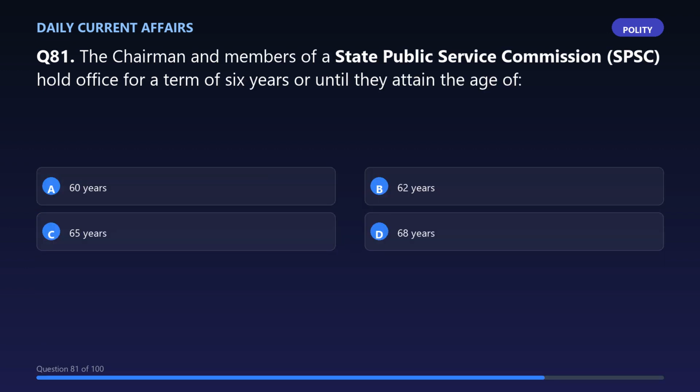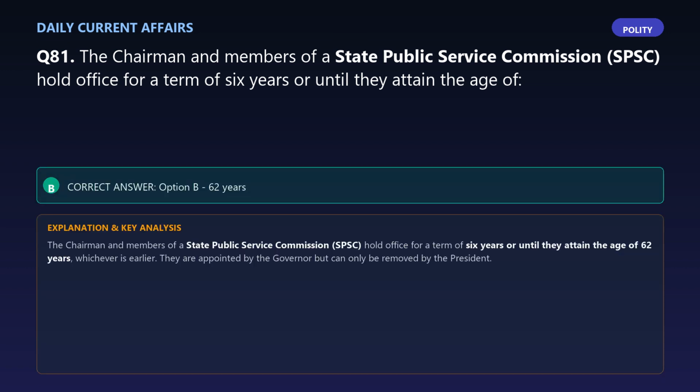Question 81. The chairman and members of a State Public Service Commission, SPSC, hold office for a term of 6 years or until they attain the age of. The correct answer is option B, 62 years. Explanation: the chairman and members of a State Public Service Commission, SPSC, hold office for a term of 6 years or until they attain the age of 62 years, whichever is earlier. They are appointed by the governor but can only be removed by the president.